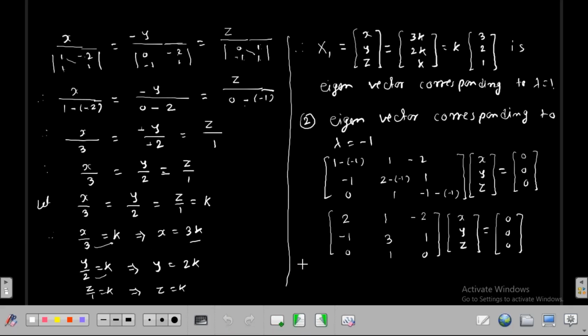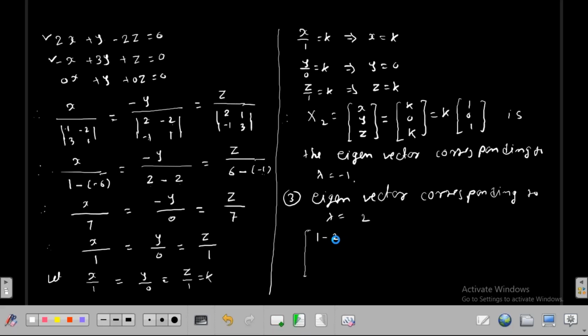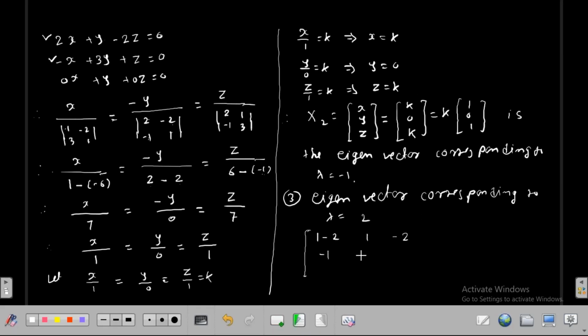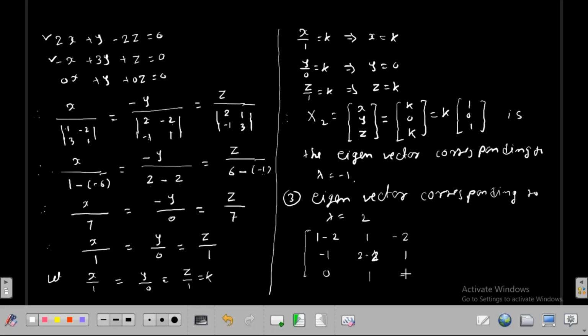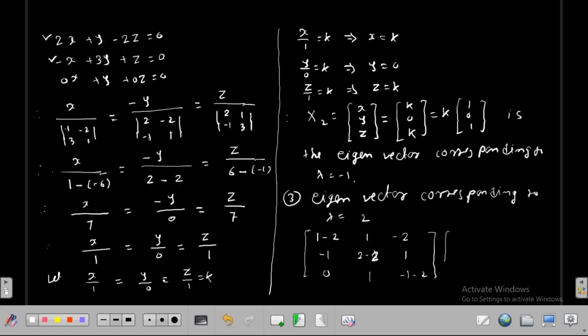So write the matrix, or put this lambda equal to 2 in this system. There is 1 minus 2, 1 minus 2, then 1 minus 2. Now second row, minus 1, 2 minus 2, so 2 minus 2 and 1 here. Now last, 0 1, 0 1 minus 1, where we are putting lambda equal to 2. Then x, y, z equal to 0 0 and 0.